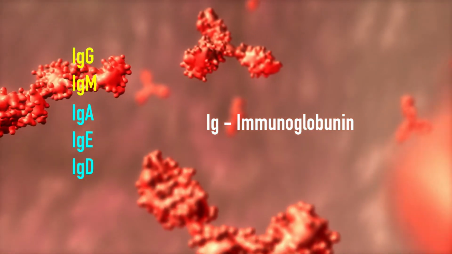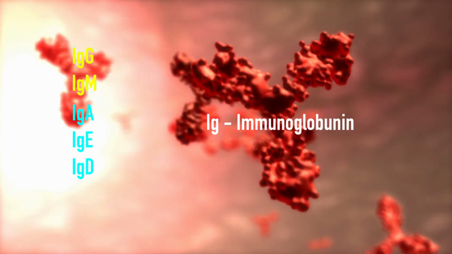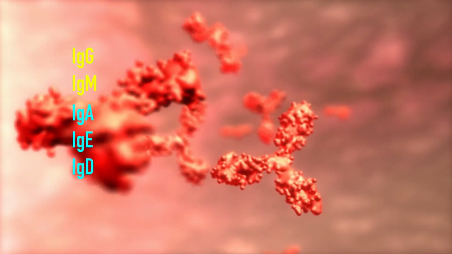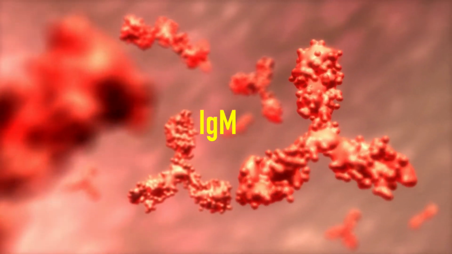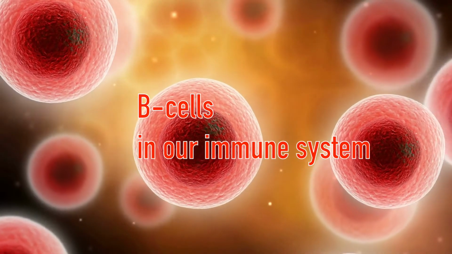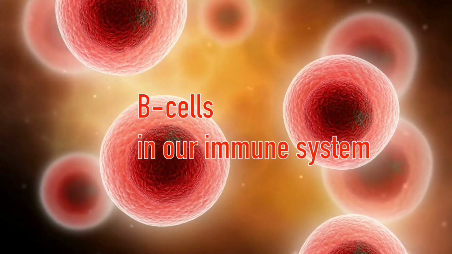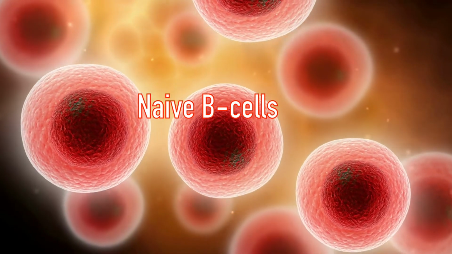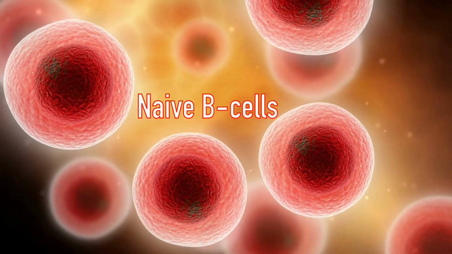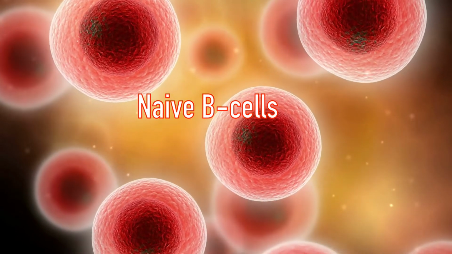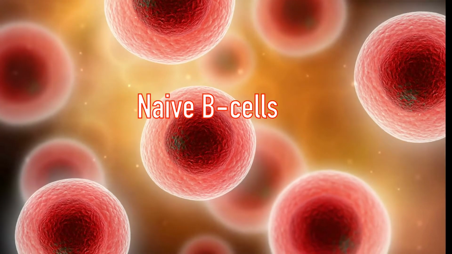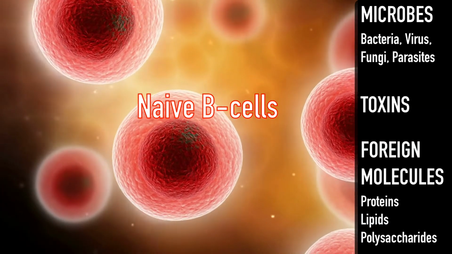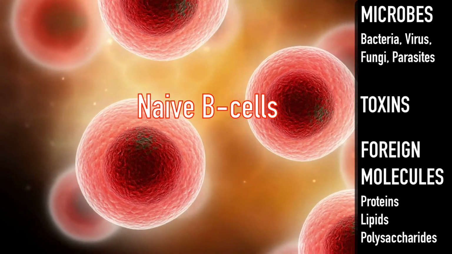The very first class of antibodies that will be generated towards an invading microorganism, like a virus, is the IgM class. Antibodies are produced by B cells in our immune system. When a brand new virus enters our body, it will be recognized by naive B cells. These naive B cells have not been exposed to any other microbe, including the one that they are going to encounter. These naive B cells can recognize any foreign molecule or microorganism that is not self.